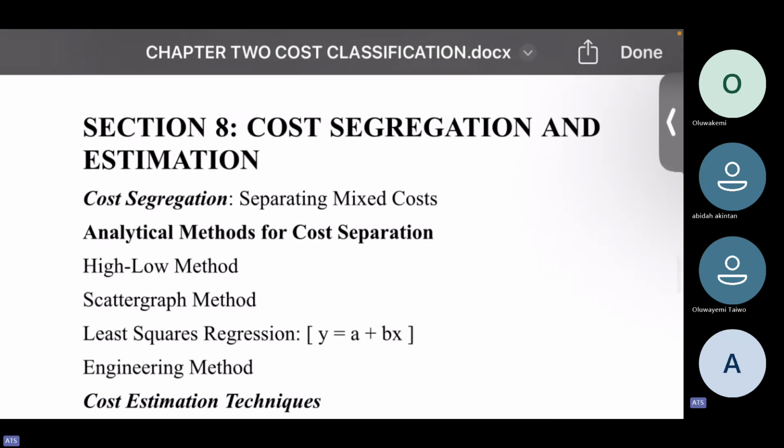And there are a lot of methods to separate this, which we will talk about in detail in later classes, where we would have major calculations and take questions on them. But for now, cost segregation is the process of separating mixed costs. That is, you separate the fixed element from the variable elements and try to make decisions based on the ones that you can actually influence. You have four major methods of cost separation: the high-low method, the scatter graph method, the least squares regression, and the engineering method. We will look at all of these in a later class.